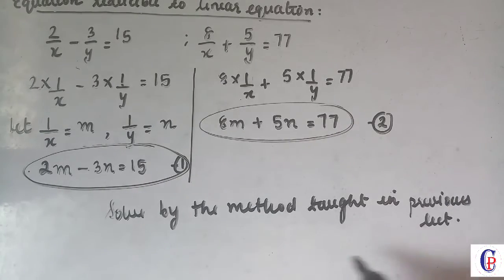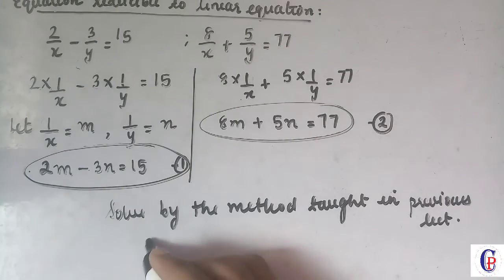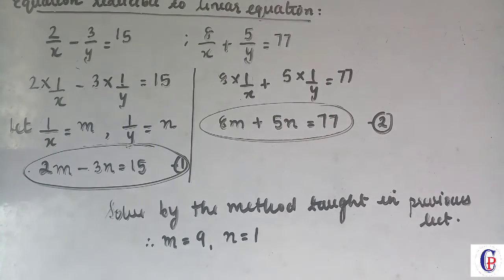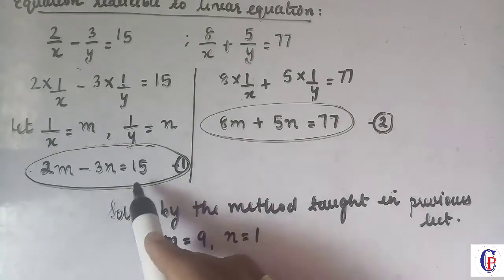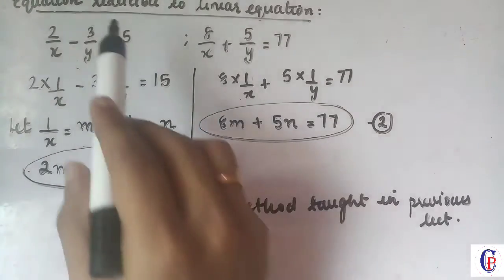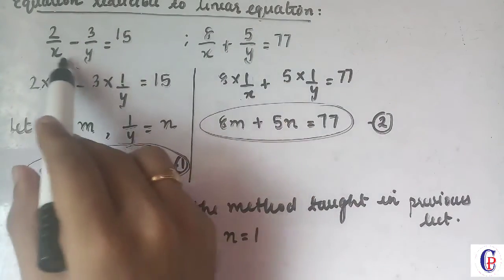If you solve it by the method taught in the previous lecture, you will get m equal to 9 and n equal to 1. But we are not supposed to find m and n. The question is asking us to find x and y.